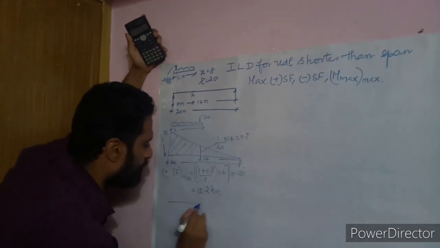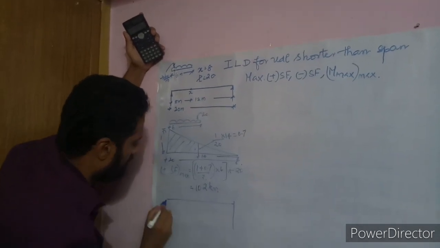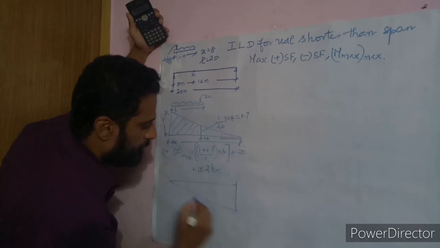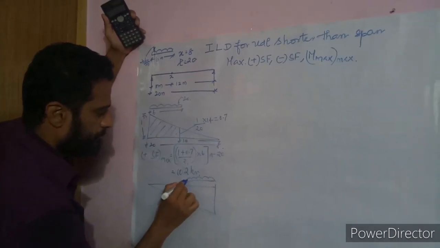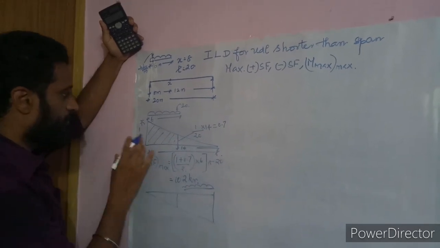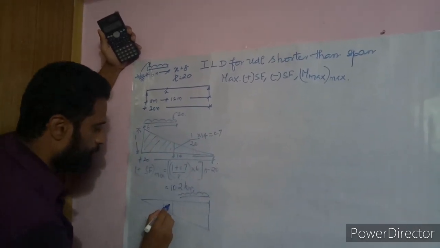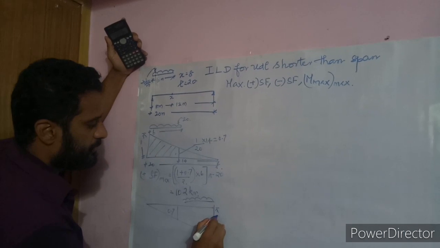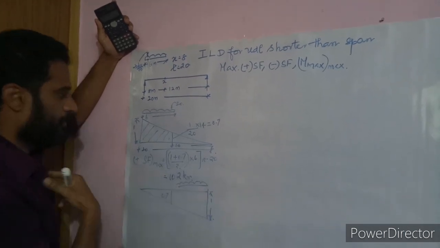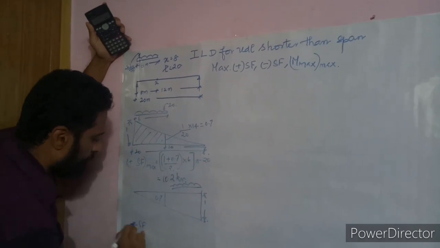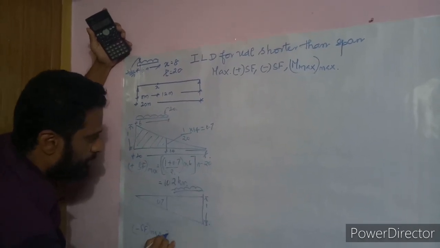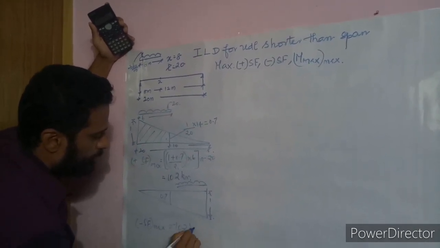For the negative shear force, we need to keep the intensity at the right half, as we know. So this is the intensity. It will be much the same, which is also 0.7, and this distance will be 1. So the intensity won't change. Therefore the maximum negative shear force will be minus 102 kilonewton.